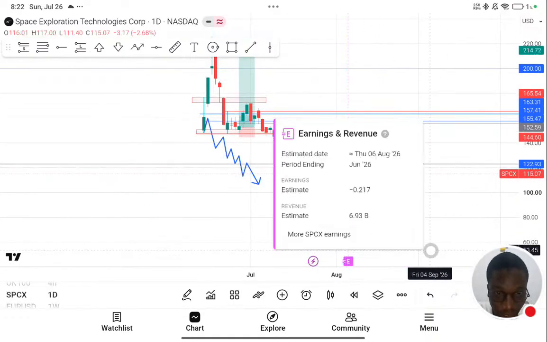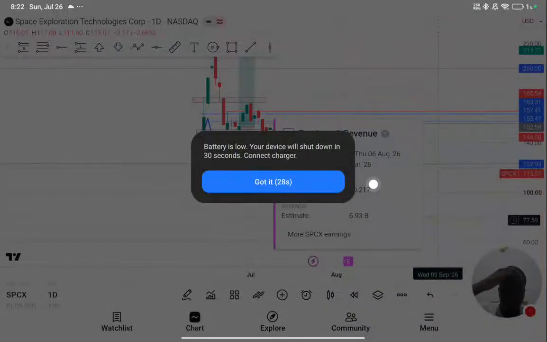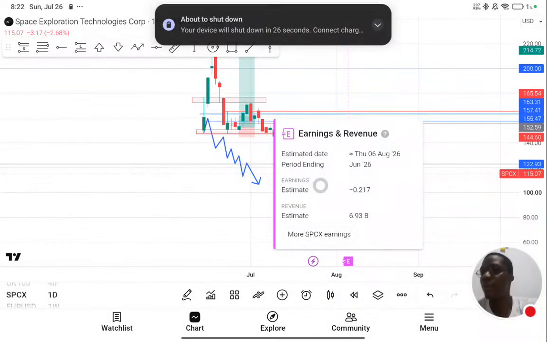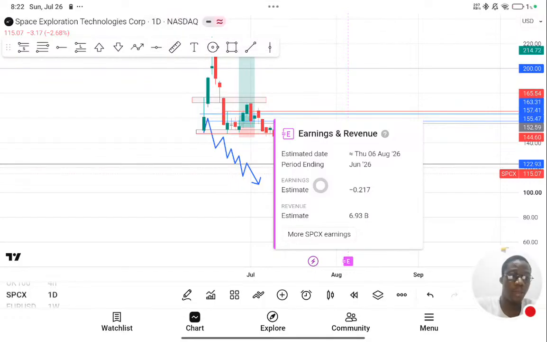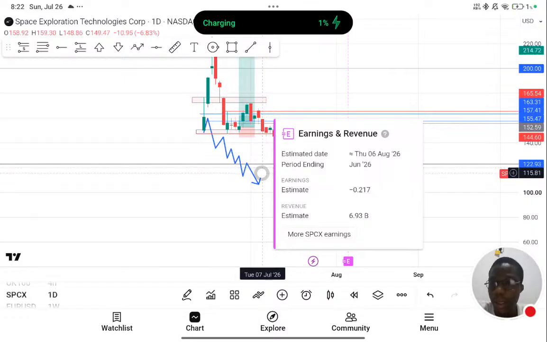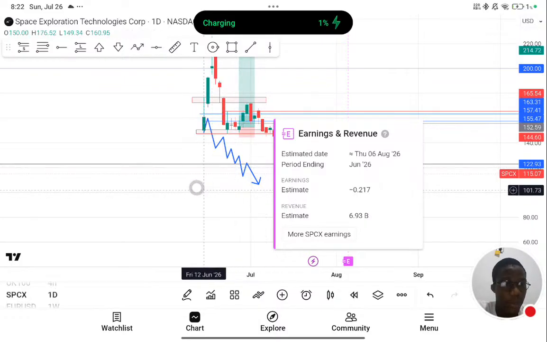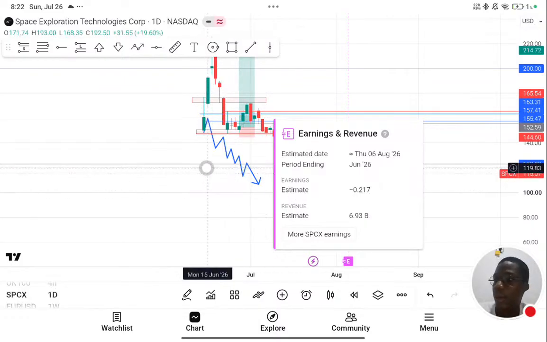So if you check Elon Musk, jeez, don't die on me. Come on, man. My battery wants to die on me. My device wants to die, but then it cannot die.